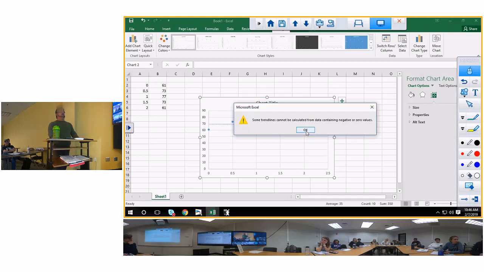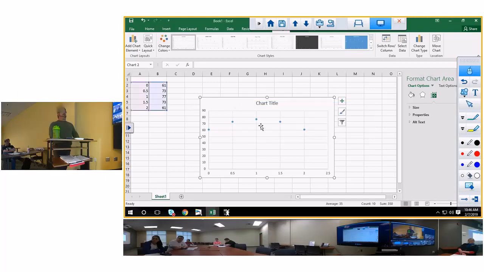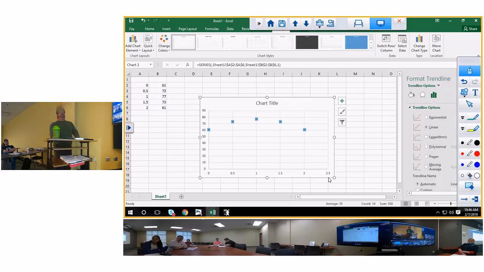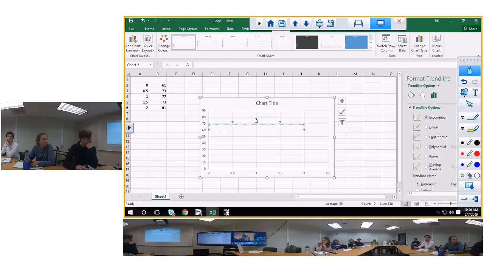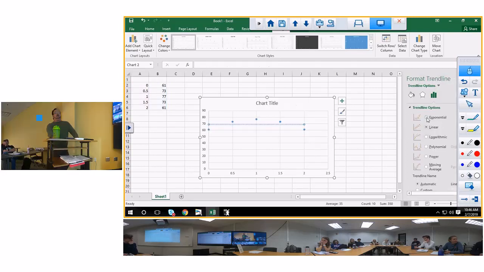What does that say? Can't do it. So what does that mean? You quit? No. Yes. Try something else. Well, what about an exponential? It's not doing it. Let's try it again. Add trend line. Sometimes you might lock it down. Yeah, it's not doing it. Linear? It's not going to do it.